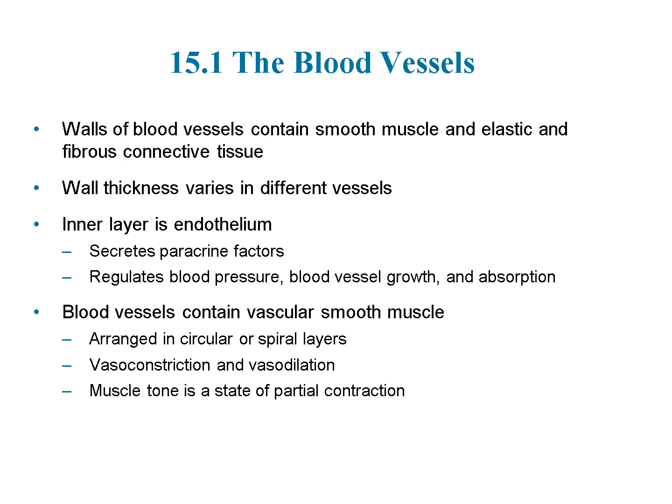Blood vessels also contain vascular smooth muscle, arranged in circular or spiral layers. This muscle is responsible for vasoconstriction, where vessels narrow to increase blood pressure, and vasodilation, where they widen to improve blood flow. Even at rest, blood vessels maintain a state of partial contraction, known as muscle tone, which helps regulate circulation. Together, these structures allow the cardiovascular system to efficiently deliver oxygen and nutrients while maintaining proper blood flow throughout the body.